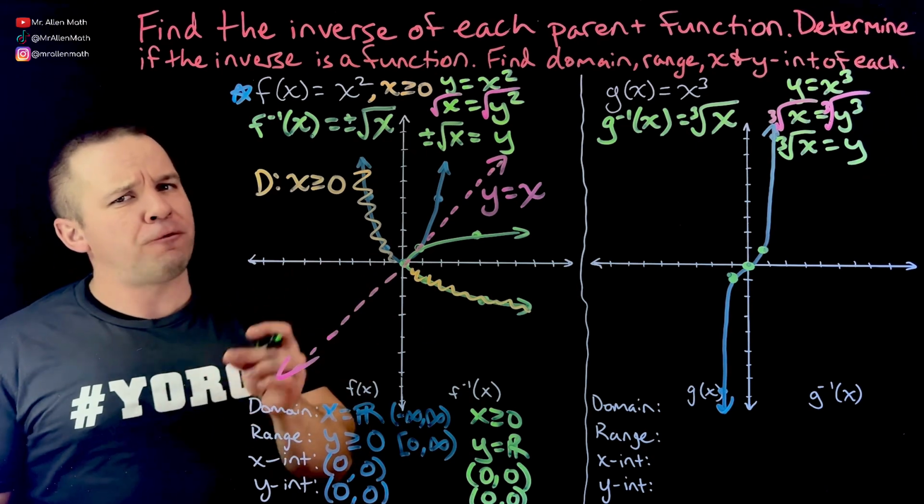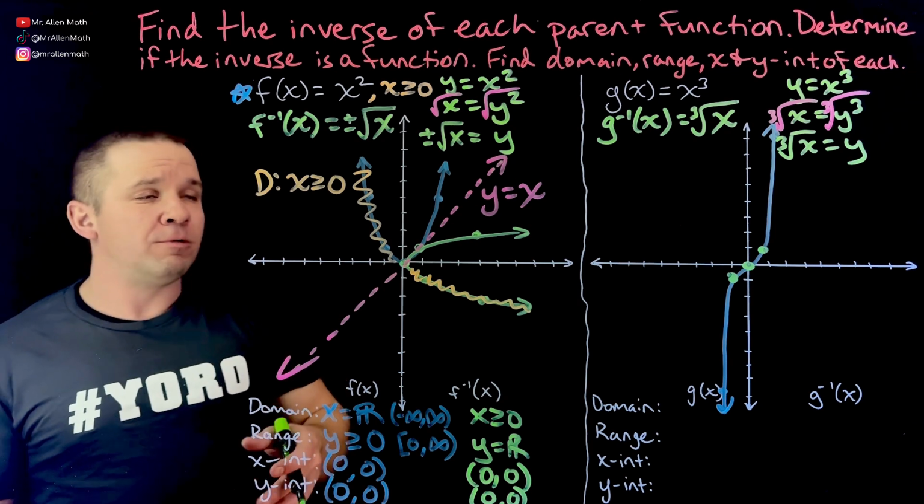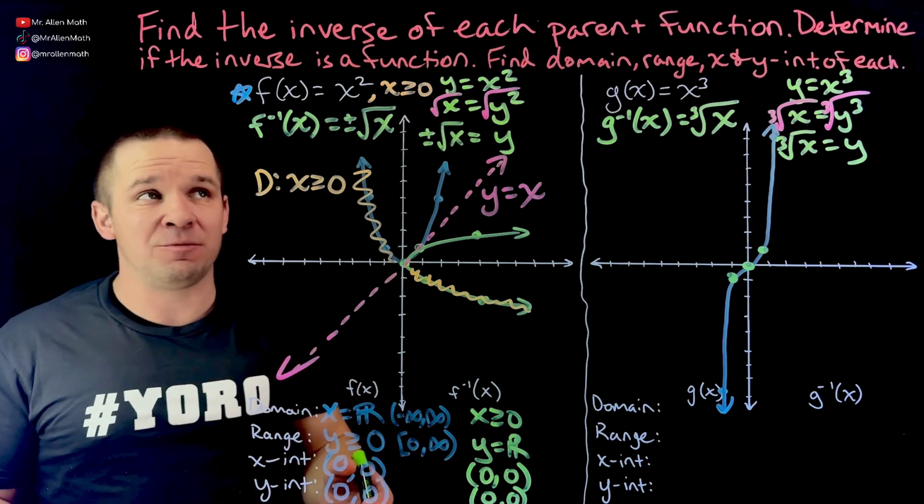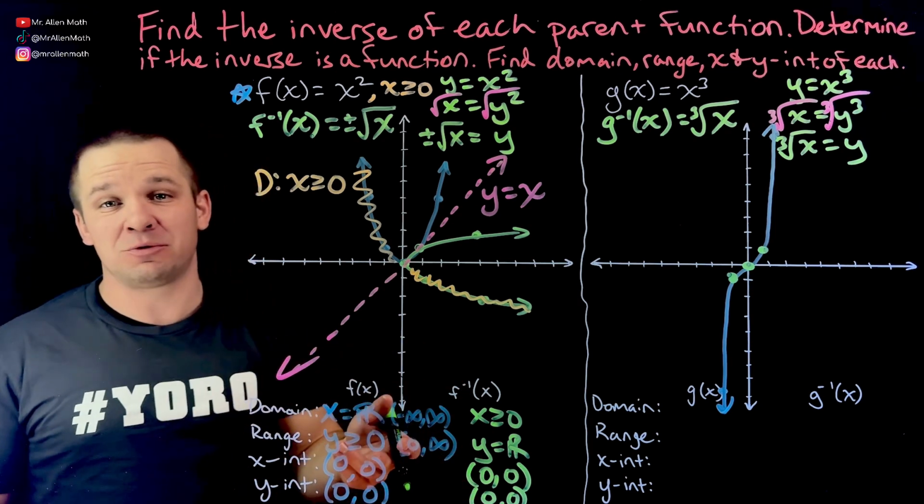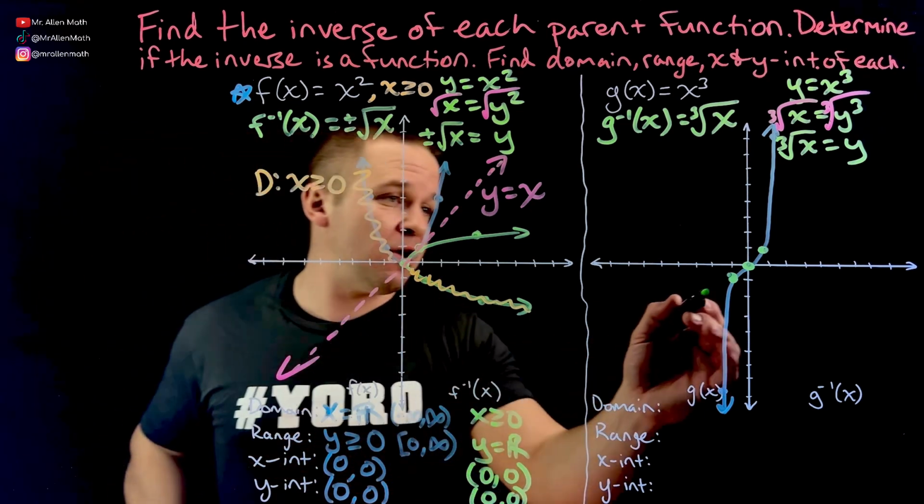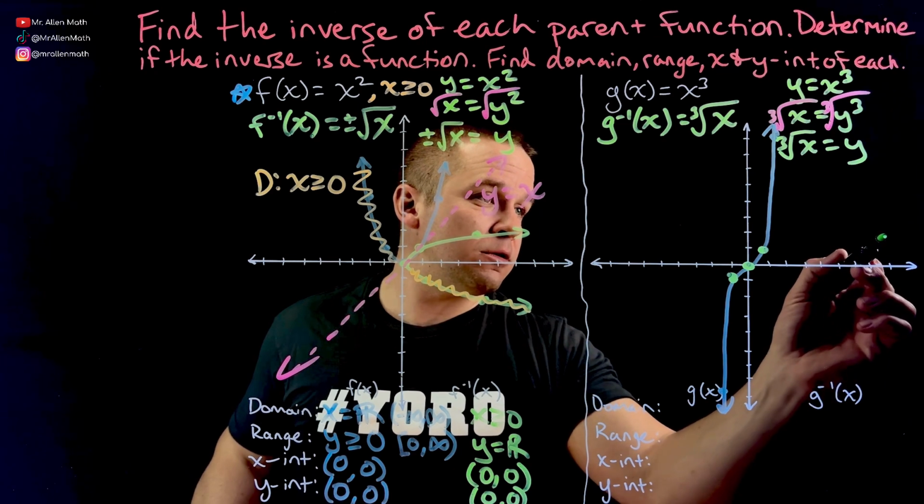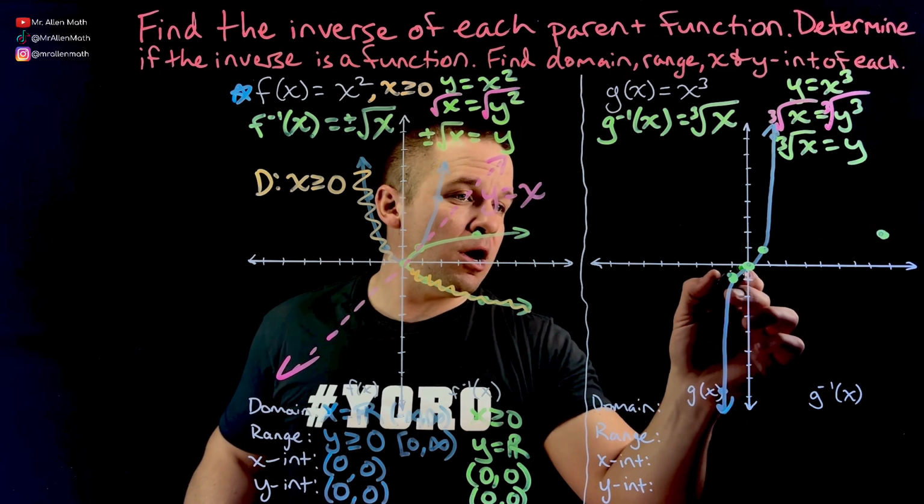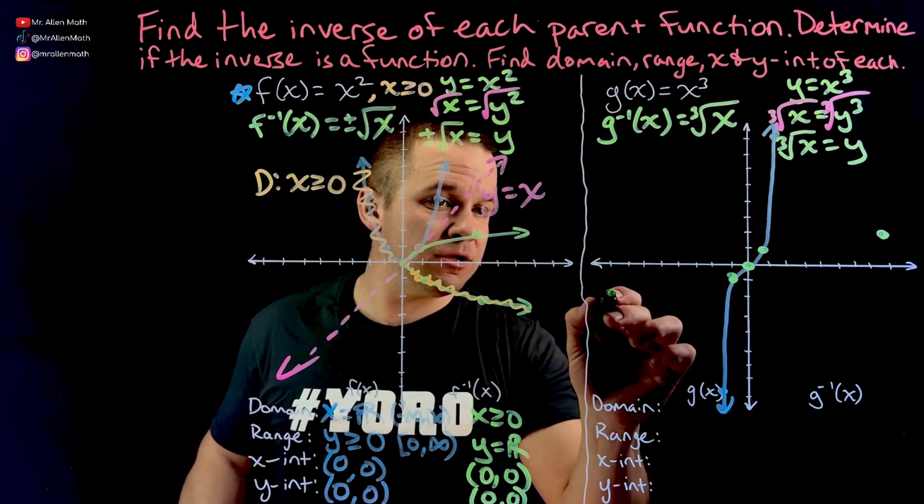But the next perfect cube after 1 would be 8. And then after that, it would be 27, right? Cube root of 27 is 3. But we're not going to have room for that on this graph. So 8, I did have enough here for 8. The cube root of that is 2. And the cube root of negative 8 is negative 2.